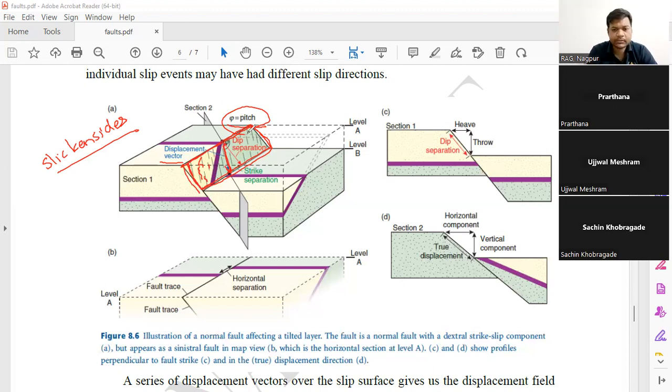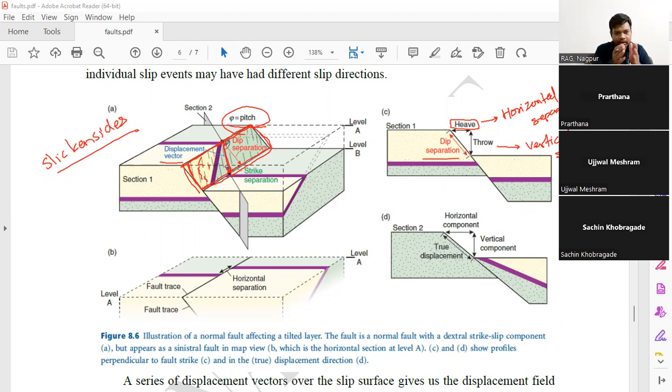Now in this diagram you can identify some of the terms. This is dip separation, meaning separation in the direction of the dip. The horizontal component of separation is called heave. This will be horizontal separation, and this throw is vertical separation.